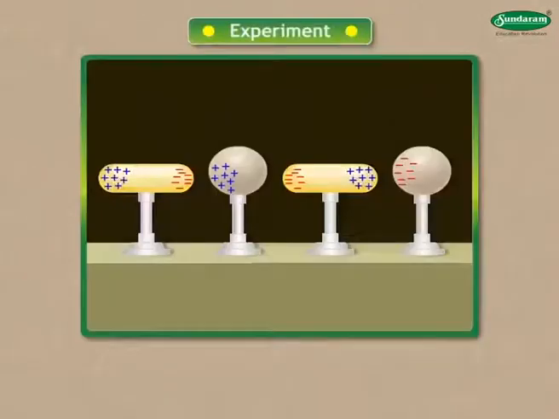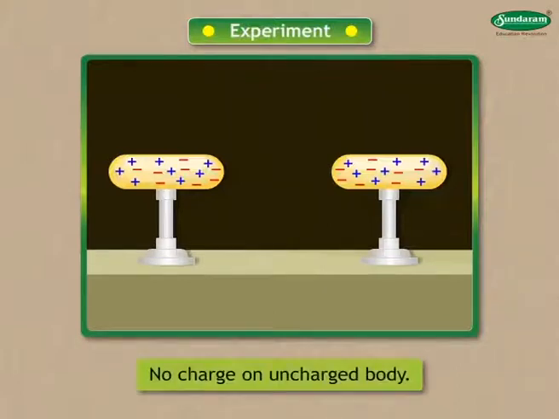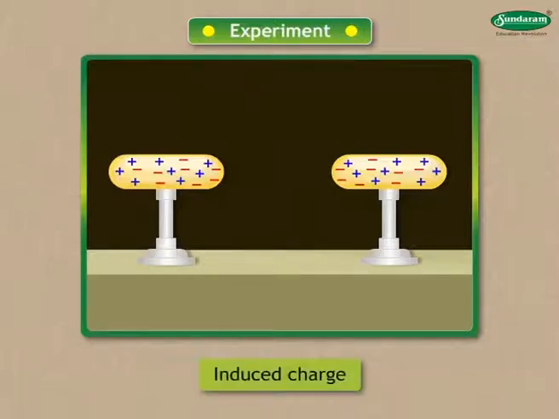Now, what happens if the charged body is removed? The charges at the two ends of the other body mix together again and no charge will remain on it. It means that an induced charge exists only so long as the charged body is placed nearby. We can also see that the attraction between a charged and an uncharged body is due to the induced opposite charge.